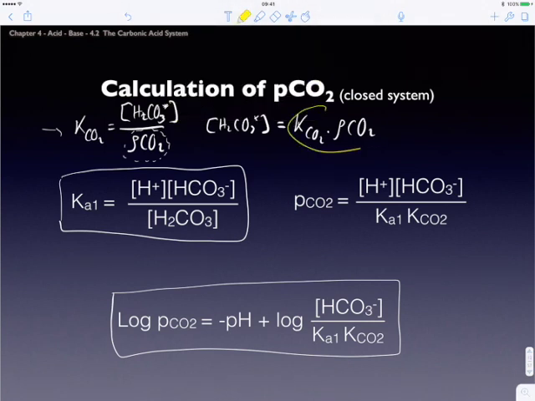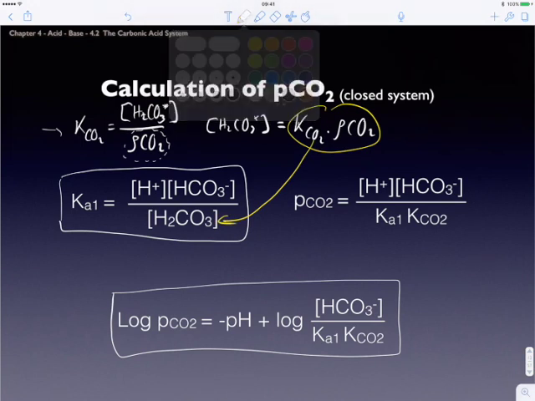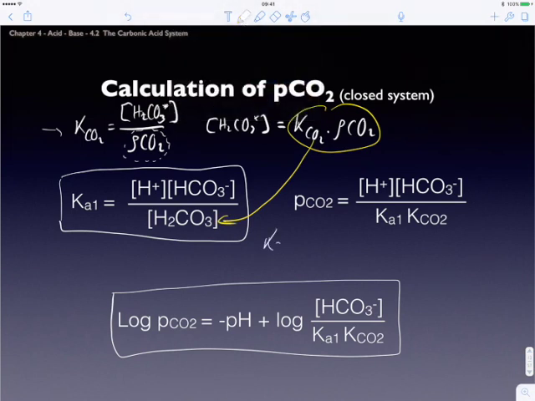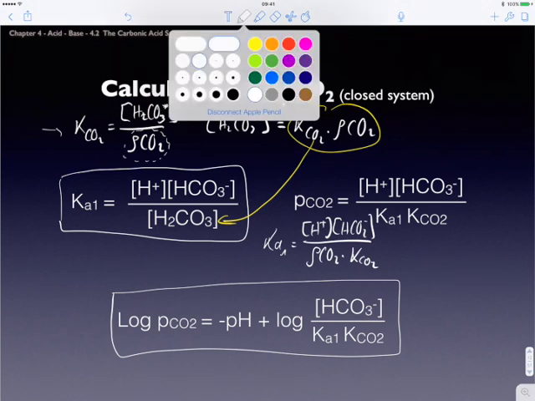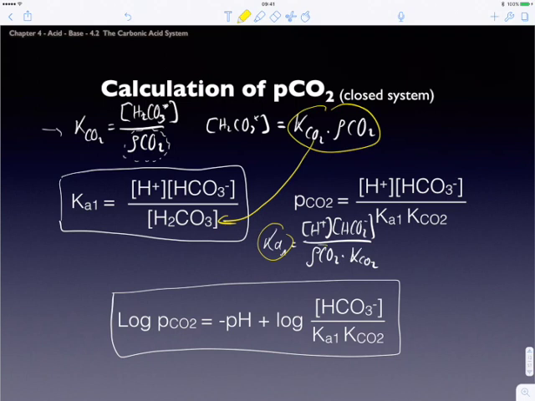Then, of course, you understand, it's pretty simple. You're taking this value here and you're replacing that in this equation. That means you will have K1 equal to the concentration of H plus, bicarbonate, divided by the PCO2 times the KCO2. And now, of course, you're shifting this value with this value and you're getting this equation here.